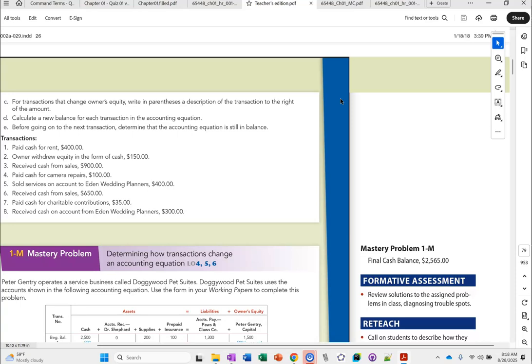1,890, 100, 200, 300, 200, 2,290. How did you get 100 on the wedding planners? Transaction number 8 was that I received $300 cash from the account. So the bill that they owed me, they paid $300 cash, so I took $300 off their debt.